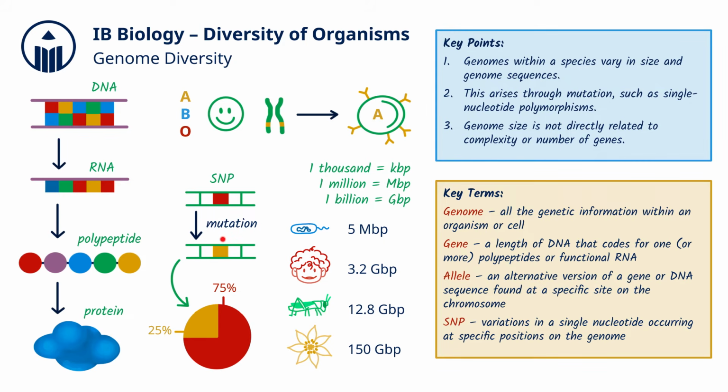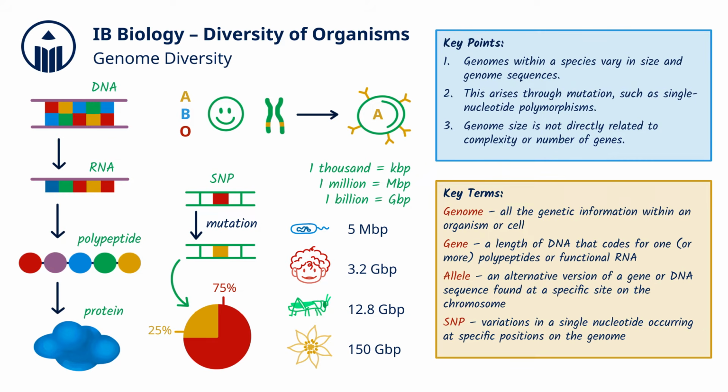These alleles arise through a process called mutation, where nucleotide bases in a sequence are changed from their original base, like adenine being changed to cytosine. This changes the code and can change the final product. One important kind of mutation is single nucleotide polymorphisms, or SNPs for short.